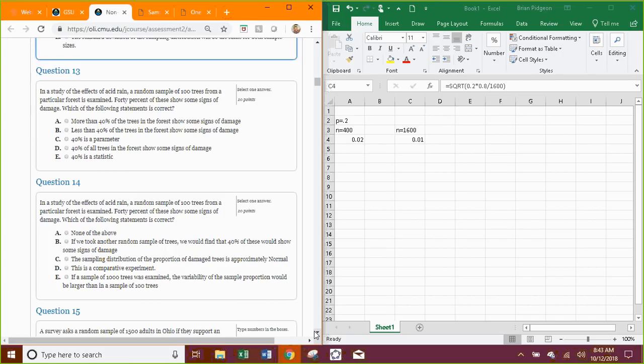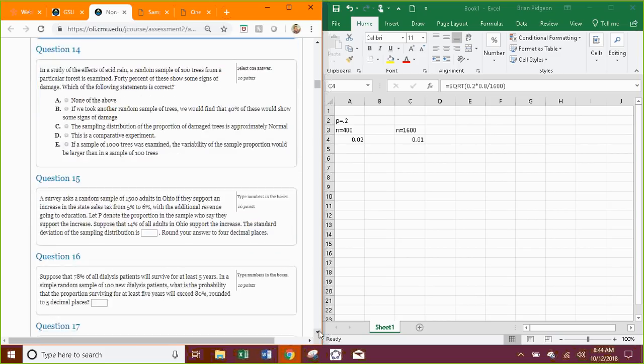Okay. In a study of the effects of acid rain, a random sample of 100 trees from a particular forest is examined. 40% of these show some signs of damage. Which of the following statements is correct? More than 40% show signs of damage, less than 40, we don't really know that. We can't claim anything about that. But what we do know is that 40% is a statistic. That's what we got from that sample of 100.